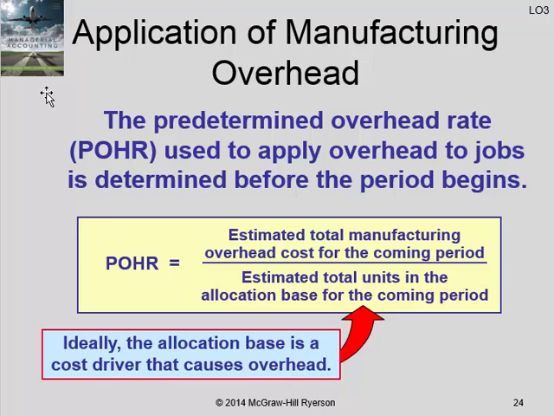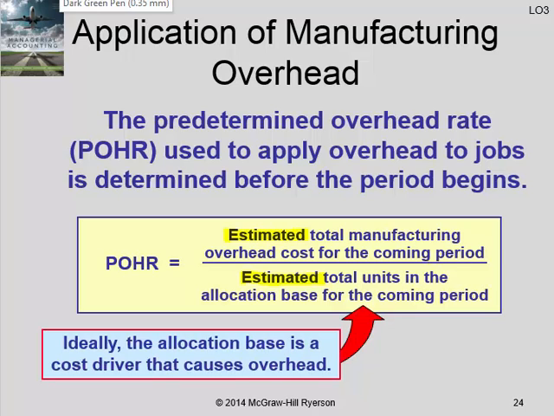So again, the allocation of overhead is based on this predetermined overhead rate. It is calculated using, and I will emphasize this again, estimated overhead divided by estimated allocation base. And it's important, obviously, that the allocation base be a reasonable driver of your overhead costs.